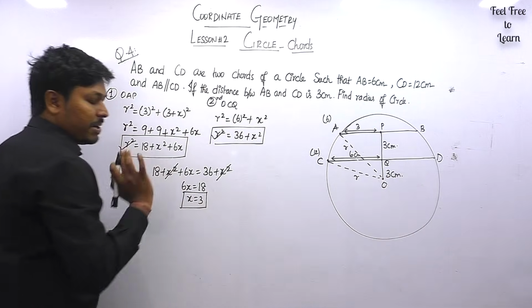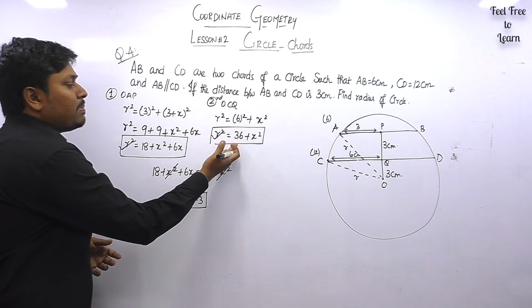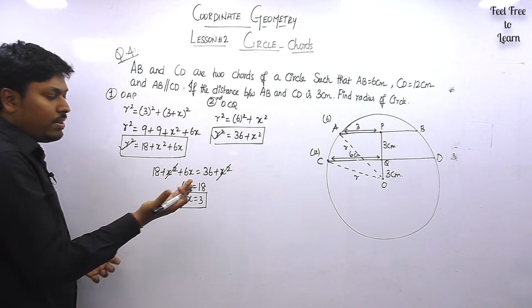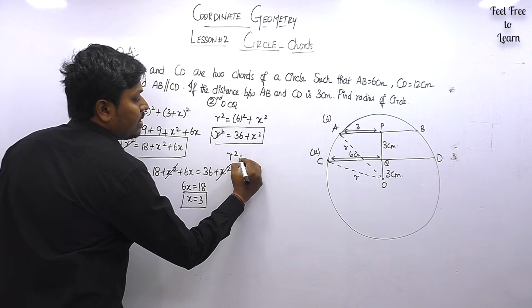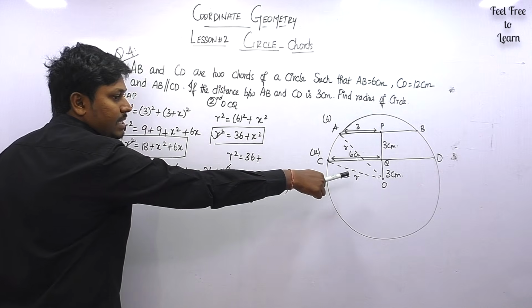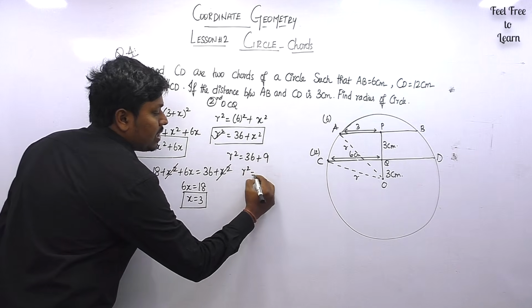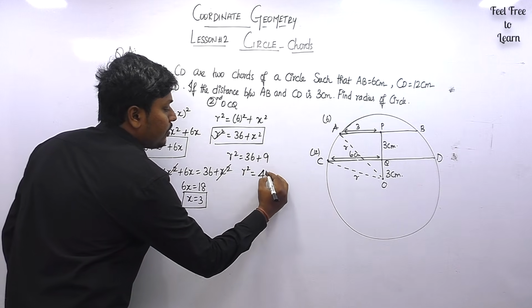is 3 centimeter. What is our target? Our target is to find the radius. Just apply the value of X in any one of the equations. Let me take this, right? R square is equal to 36 plus X. Just now we found the value of X is 3 centimeter. So 3 square will be 9. So R square is equal to 36 plus 9, which will be 45.